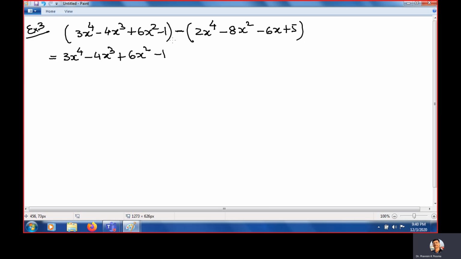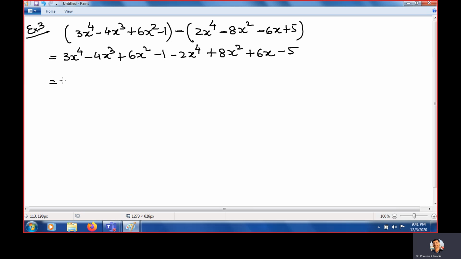Now here is negative outside. Negative means the inside signs will change. Plus 2x^4 will change into minus 2x^4. Minus 8x^2 will change into plus 8x^2. Minus 6x will change into plus 6x. This plus 5 will change into minus 5. This is how we are going to do it.